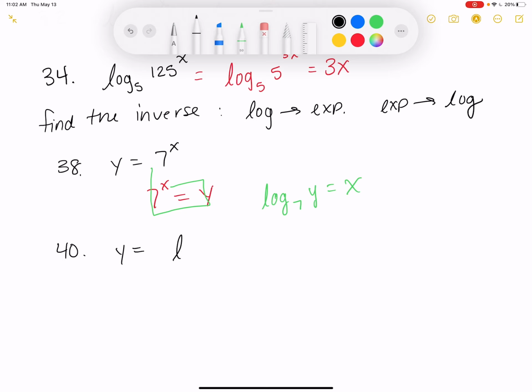Y equals log base 1/2 of x. Again, remember we want the equal sign on the right. Do we have to write it that way at the beginning? No, you can just go ahead. I'm just showing you the book writes it this way. Switch it and write it this way. All right, so this one I have a log. I want an exponential. So I've got 1/2 to the y is equal to x.